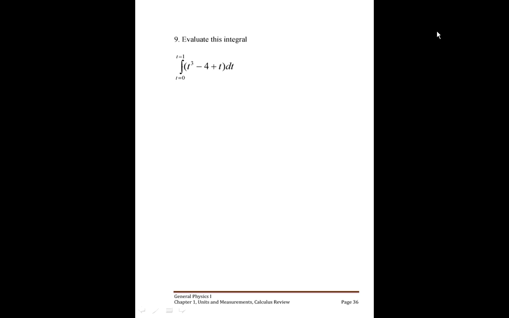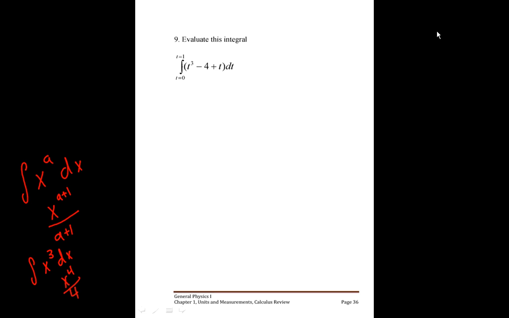All right, evaluate this integral. When you're doing polynomials, the integral of x to the a dx is equal to x to the a plus 1 over a plus 1. For example, the integral of x cubed dx is equal to x to the 4th over 4, x to the 3 plus 1 over 3 plus 1. So we can do that here.